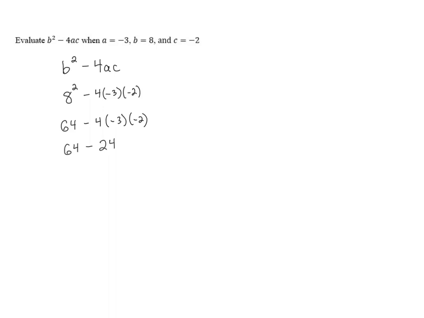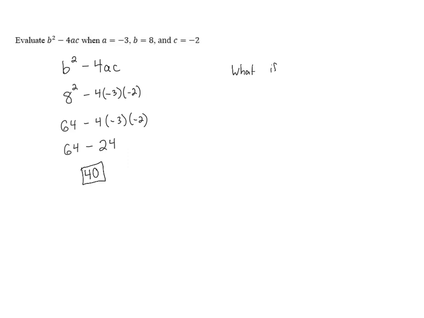If you're not comfortable with that, you could do these one at a time. 4 times 3 is negative 12, times negative 2 is positive 24, because a negative times a negative is a positive, but this subtraction sign still stays. Either way you do it, we have 64 minus 24, which is 40, and that ends up being our final answer. But I do want to talk about what would happen if b was negative.